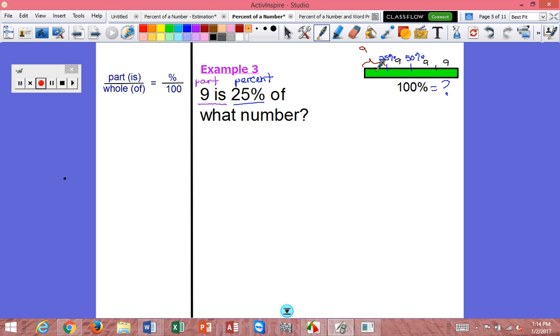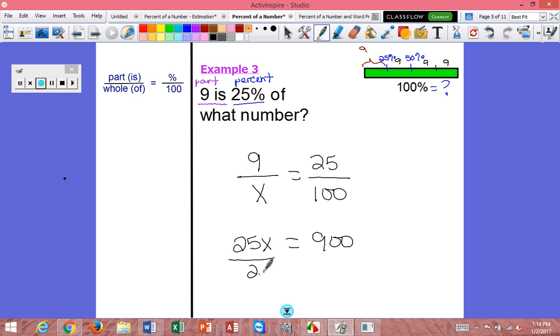But let's go ahead and set up a proportion and work it out and make sure that our answer matches what we have estimated on the diagram. So we're going to put the part over the whole, which is missing, and that is going to equal 25% over 100. I'm going to cross multiply. 25x equals 900. And then I am going to isolate that variable and see what x equals. I'm going to go ahead and put top dog in the house and divide.